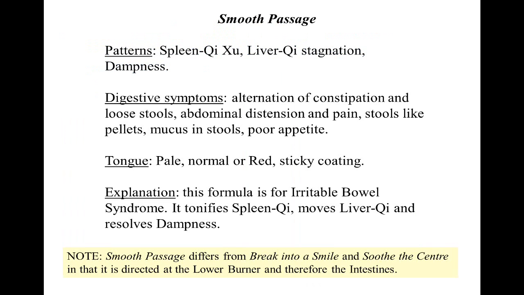Smooth Passage does not have a Chinese antecedent. I have developed that myself. And it treats, remember, 3 patterns. And it addresses the lower burner, not so much the middle burner. The 3 patterns of Spleen-Qi deficiency, liver Qi stagnation, and dampness are, in my opinion, the 3 patterns that you see in irritable bowel syndrome.